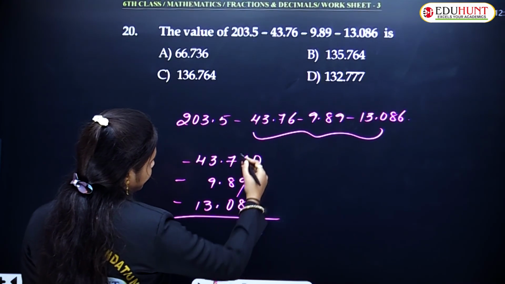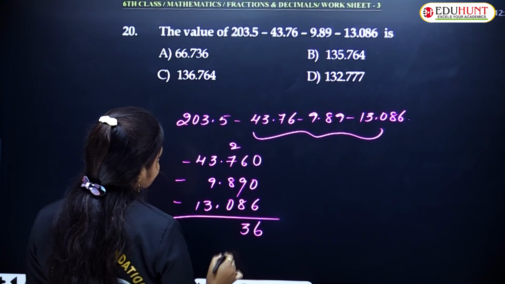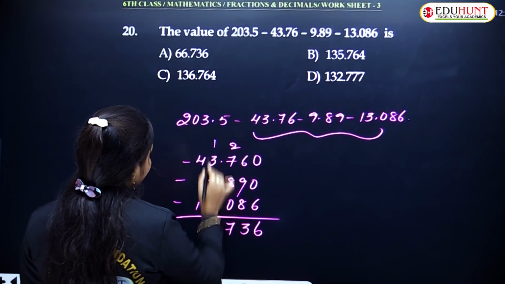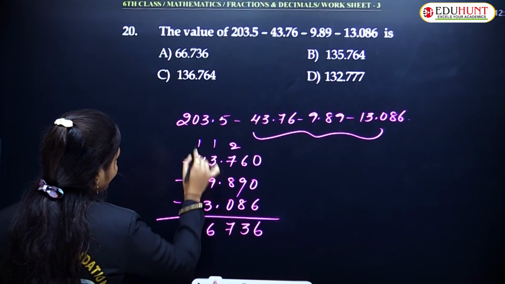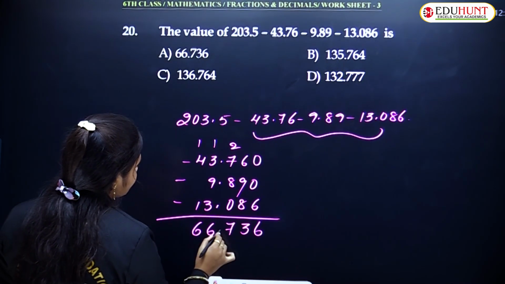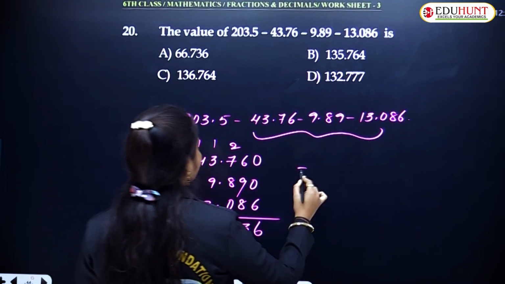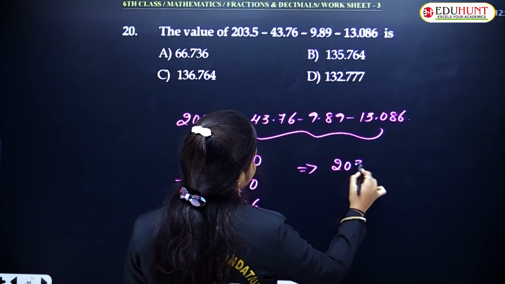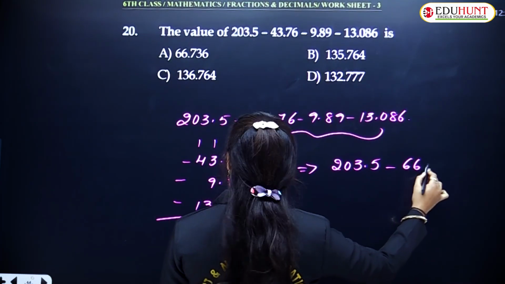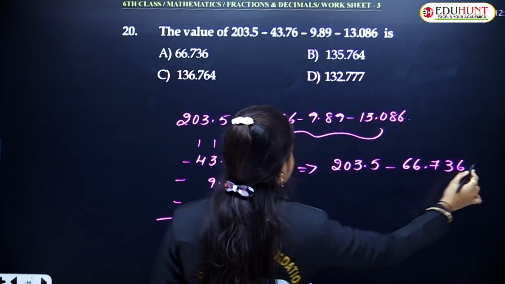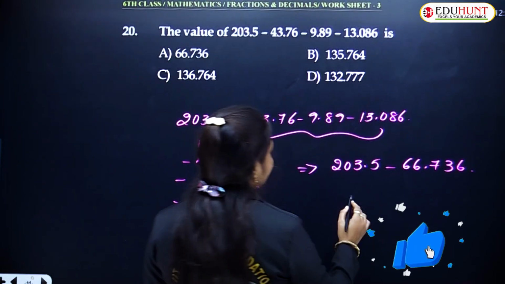And here the answer is 6, 9, 10, 17 plus 6, 23. 8 plus 2, 10, 10 plus 7, 17. 9 plus 1, 10, 10 plus 3, 13, 13 plus 3, 16. 4 plus 1, 5, 5 plus 1, 6. So that is 66.736. So we can write this as 203.5 minus 66.736. Understand ma?